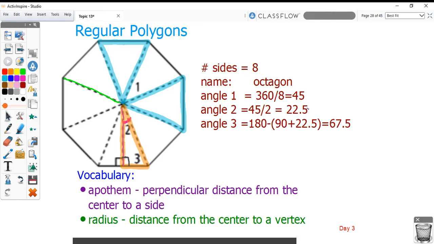Okay, there are going to be some questions on your assignment that we'll talk about. It'll give you a picture kind of like this. It'll be different shapes. Obviously, we won't give you another octagon, but it's going to work the same. Those calculations for how you find angle 1, 2, and 3 are going to work the same way. All right, so there's that.